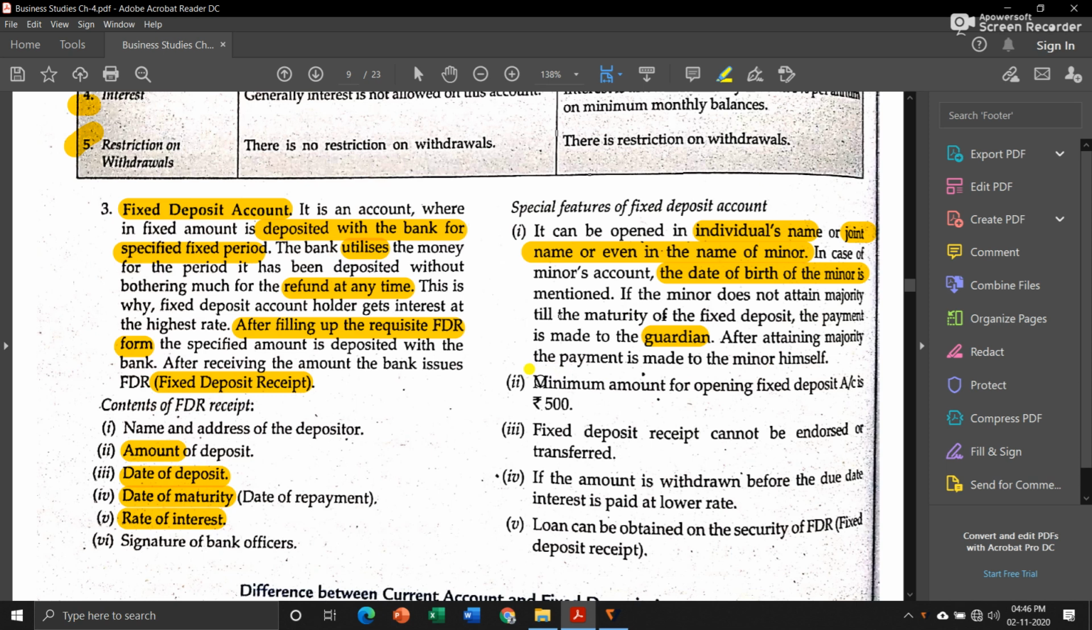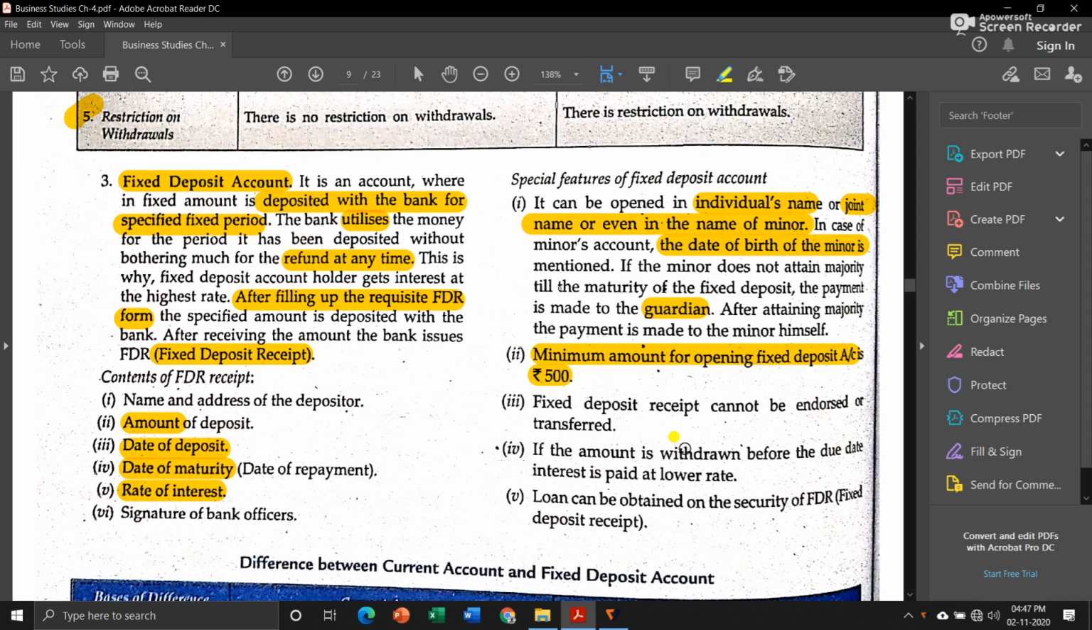Now, the second special feature of fixed deposit account is that the minimum amount for opening a fixed deposit account is 500. Fixed deposit receipt cannot be endorsed or transferred. Means you cannot transfer your fixed deposit to anyone by simply giving that receipt. If it is very urgent and you want to withdraw money before the due date or maturity date, then you will get a lower rate of interest. Then loan can be obtained on the security of FDR. Means by showing that fixed deposit receipt, you can take a loan by keeping that receipt as your security.